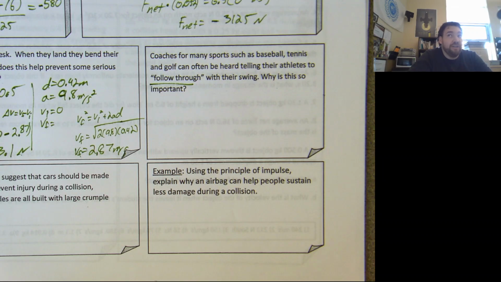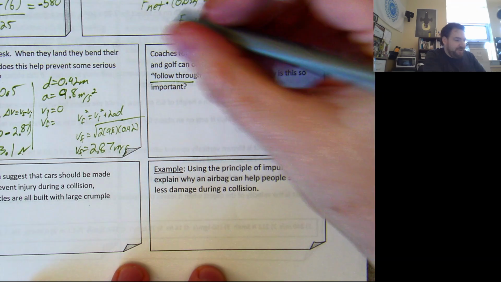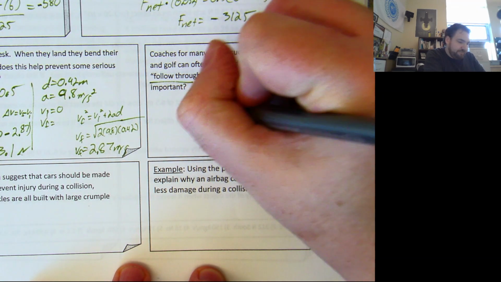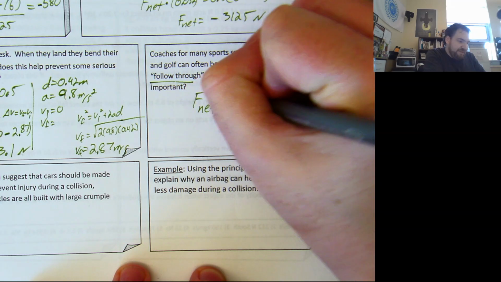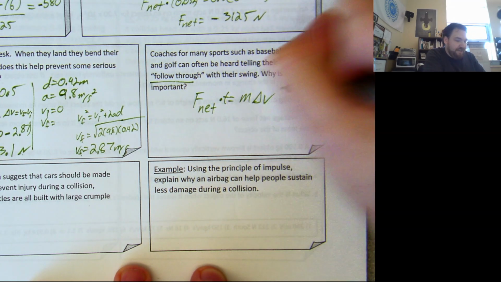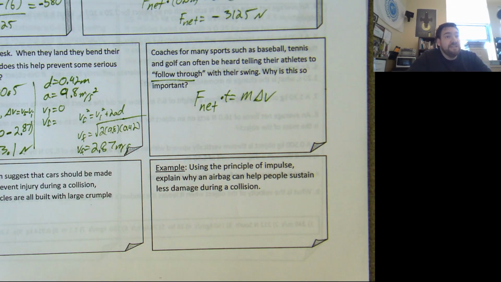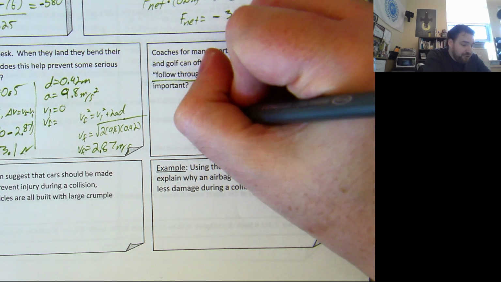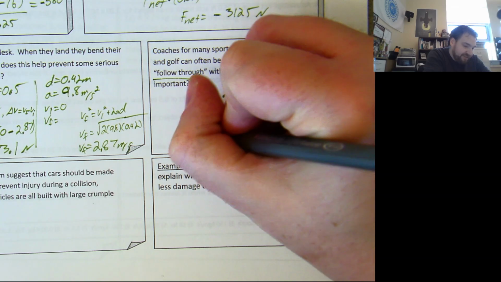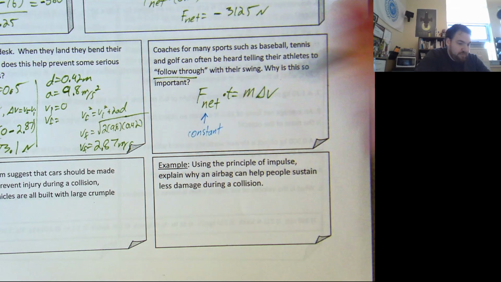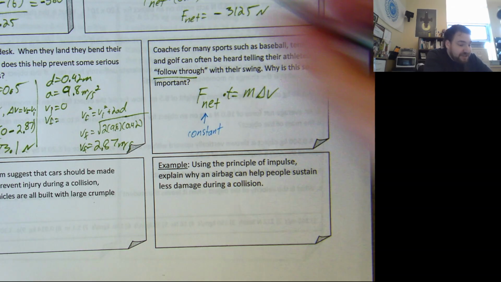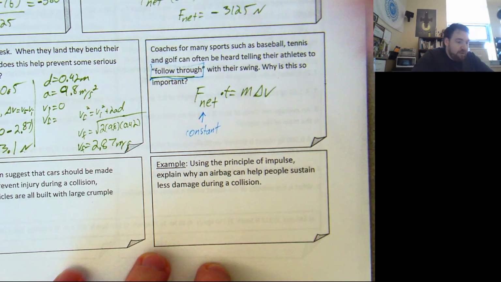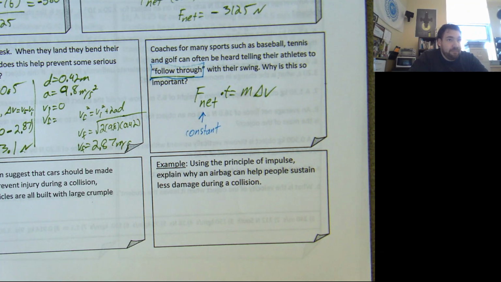Not necessarily. I'm going to throw down the impulse equation here. F net times time equals m delta v. Let's assume that in all these cases, the force with which you're hitting the ball remains constant. What does follow through get you to do?